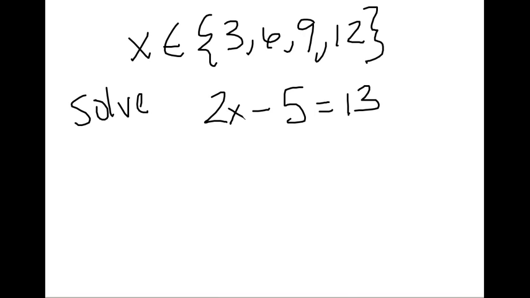Okay, so I want you to try this one on your own. x belongs to 3, 6, 9, or 12. And you're going to solve 2x minus 5 equals 13. And while you're doing this, remember, I know you're tempted to just solve it, but I need you to test each of those numbers. So plug 3 in for x and see if it's true. Plug 6 in for x, see if it's true. Plug in 9, and then plug in 12.